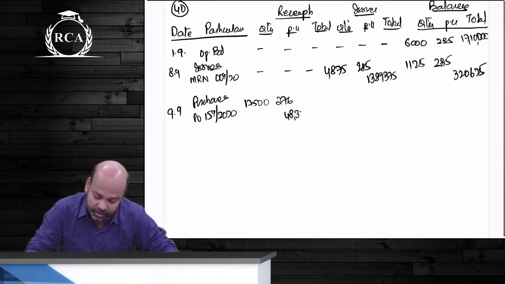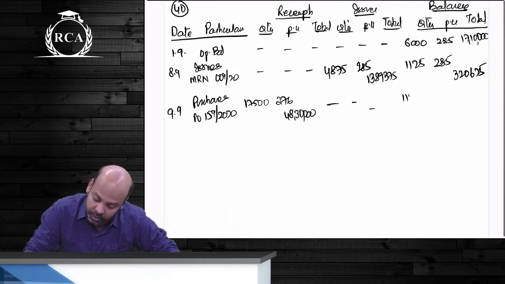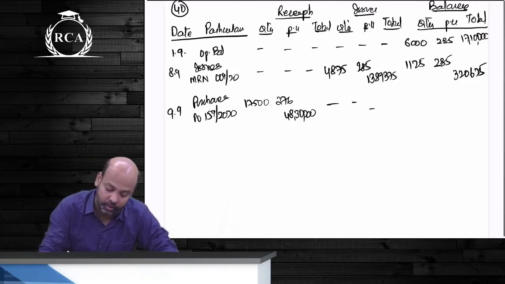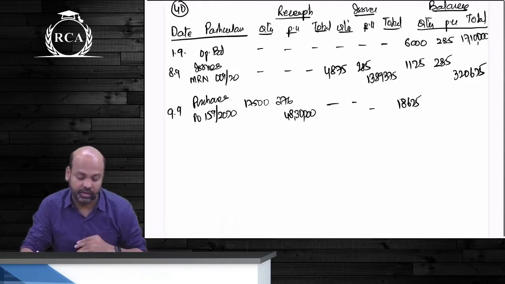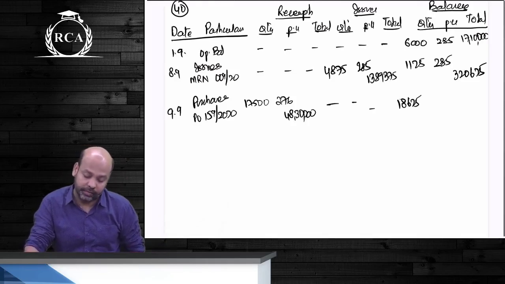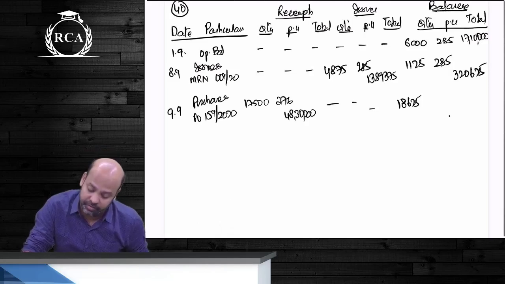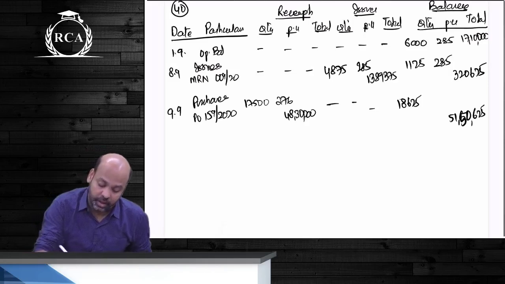48 lakhs 30,000. So the 1125 units, guys, are 280. Sorry, add up the entire amount. 18,625 units, guys, is what we have. You will add 3,20,000 and 48 lakhs. So that'll become 51,50,625. Divide them, guys, and then write the average cost per unit.